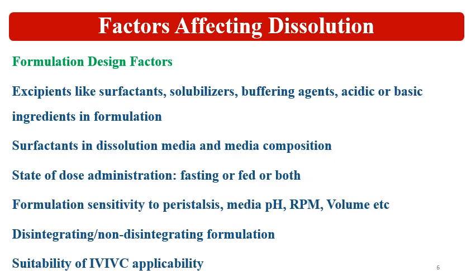Then the excipients like surfactants, solubilizers or buffering agents like acidic materials or basic materials are used in the formulation. This will impact the GI pH and the pH at the absorption site. So the solubilizers and surfactants will impact the solubility, while the buffering agents and acidic and basic agents will impact the pH. That's why these factors are required to be understood. Surfactant in the dissolution media and media composition: if you are having a surfactant in the formulation, and if you are having a surfactant in the dissolution media also, that is required to be critically evaluated.